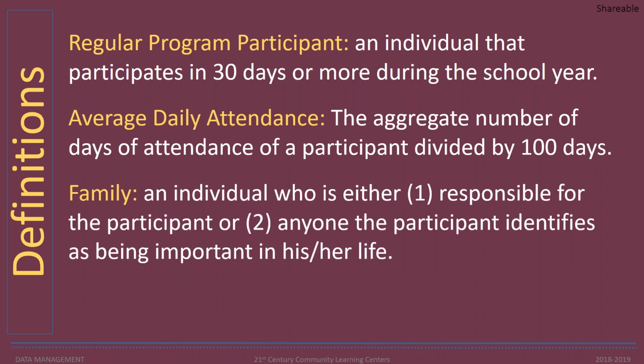Family: an individual who is either one, responsible for the participant, such as a parent or guardian, or two, anyone the participant identifies as being important in his or her life, such as a sibling, extended family member, and so forth.